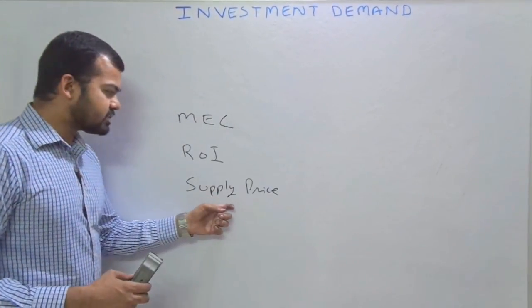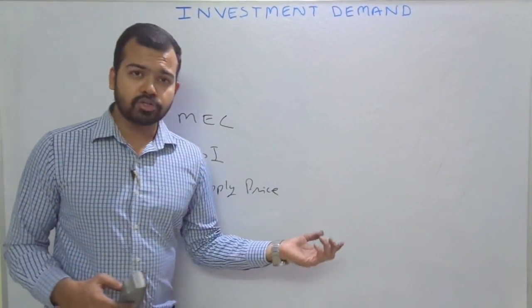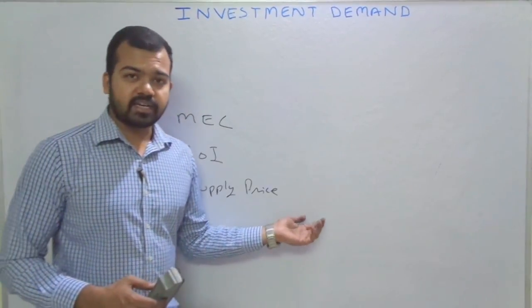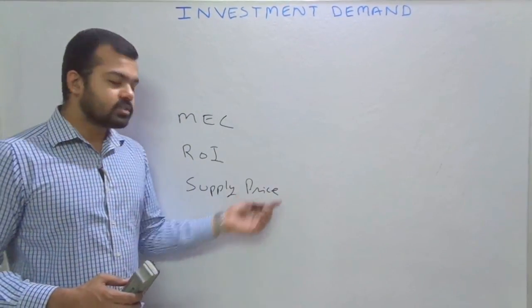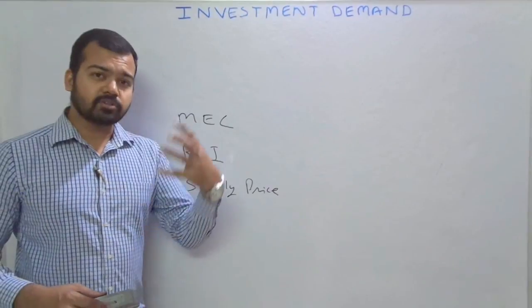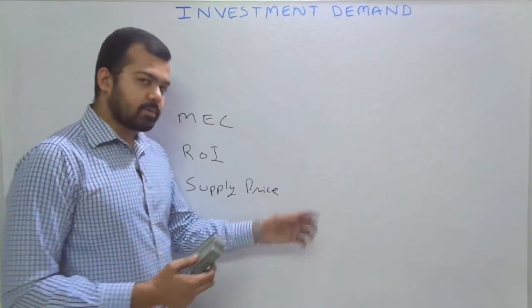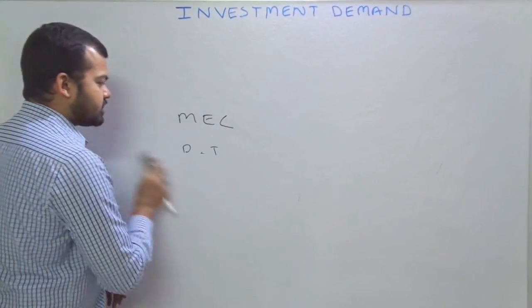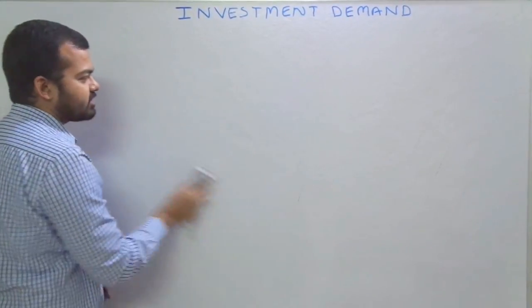Now the third one is supply price. It means the price at which the producer purchases the asset, which we call supply price. So the purchasing price of an asset is known as supply price. These three important terms we need to understand, that's very important.